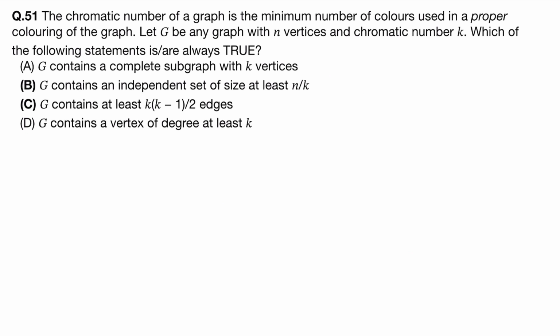Let's say this is question 51. The chromatic number of a graph is the minimum number of colors used in a proper coloring of the graph. Let G be any graph with n vertices and chromatic number k. Which of the following statements is or are true? The first statement: G contains a complete subgraph with k vertices.